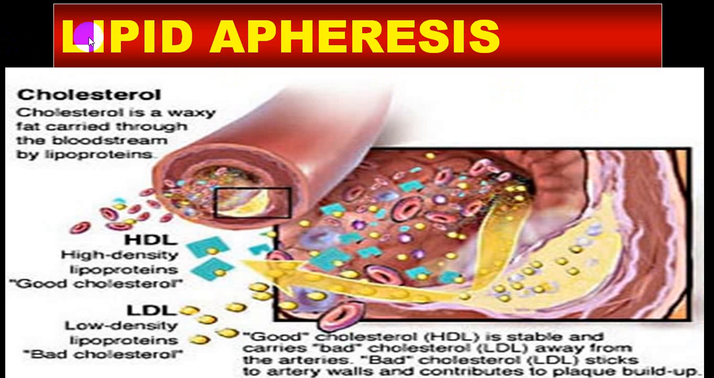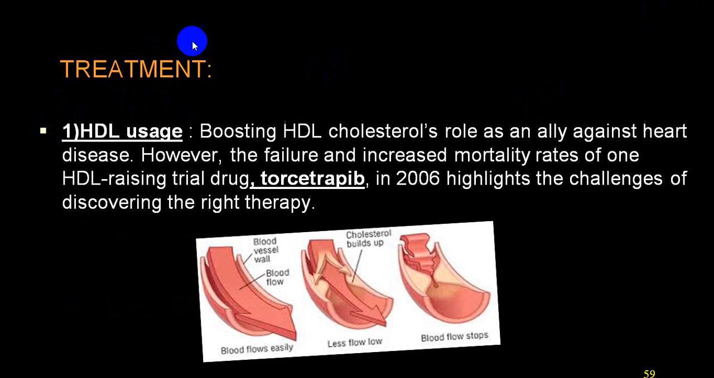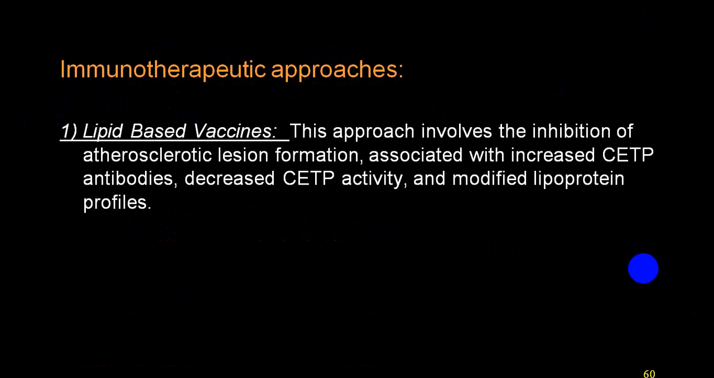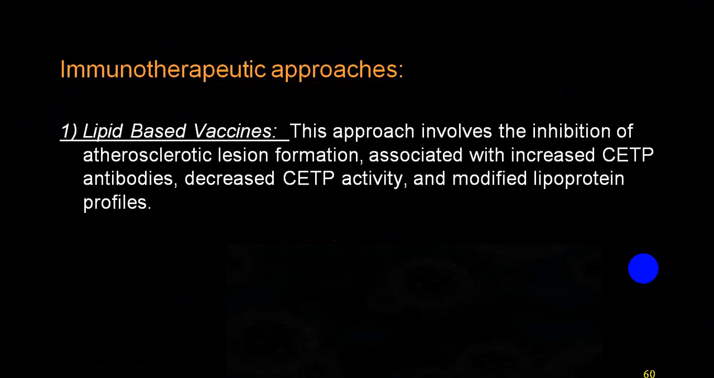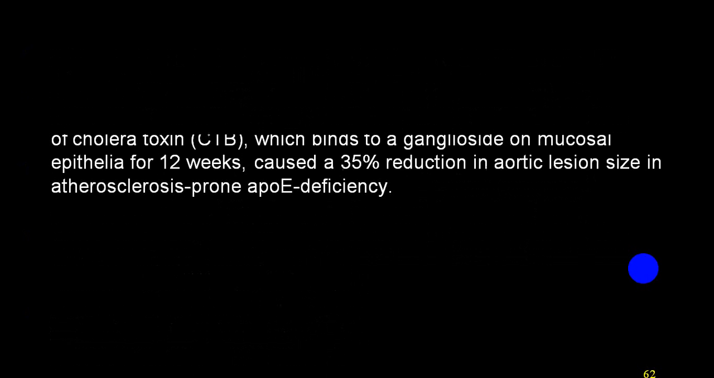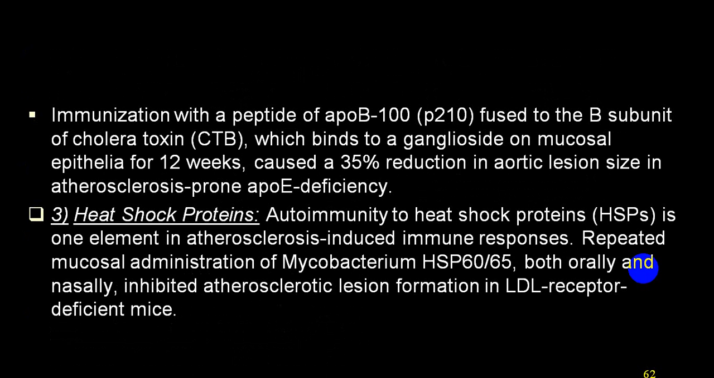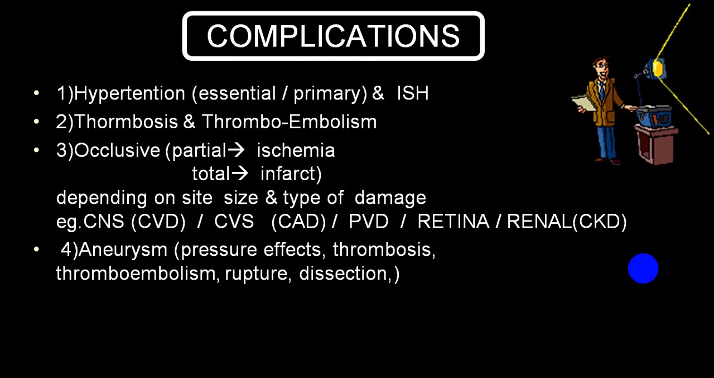In rare cases, you may require a lipid apheresis where there is a severe hyperlipidemia. They are also trying use of HDL to decrease the amount of atherosclerosis, but still it is not successful. They are going for immunotherapeutic approach like lipid-based vaccines, not successful. So vaccination is still not successful. Immunization with peptides of ApoB100 is again not successful. Heat shock proteins are utilized, etc.